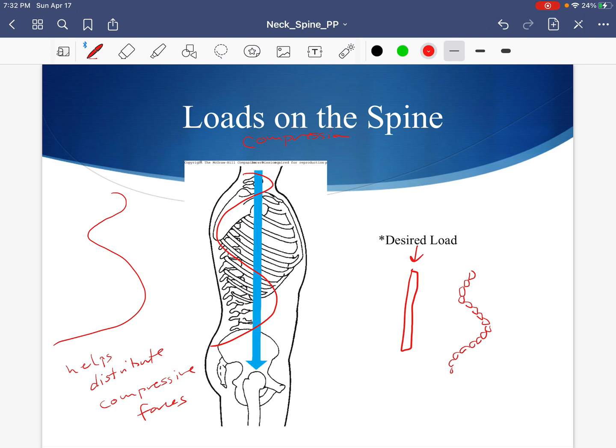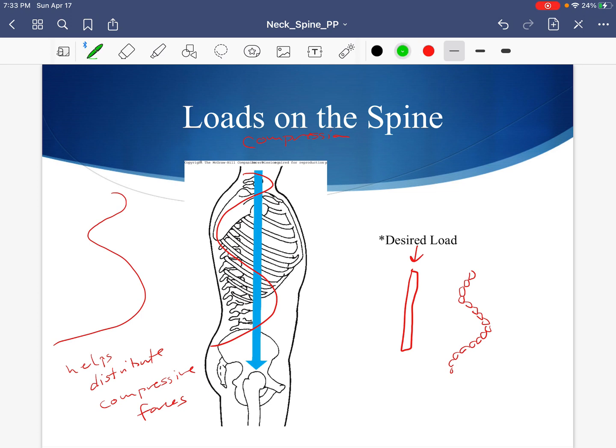Okay, so what's the point here? The take-home points: we mostly have a compressive force due to our body weight bearing right down on the vertebral column. We have those curvatures for a reason, because it helps to better distribute those compressive forces so they're not just in one straight line.